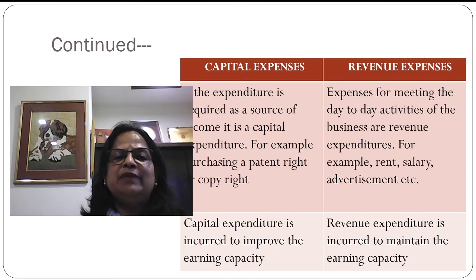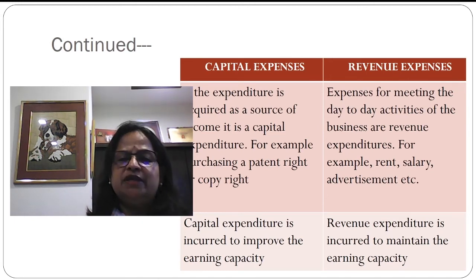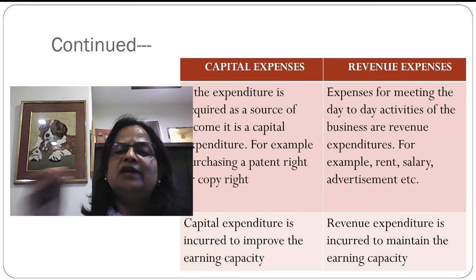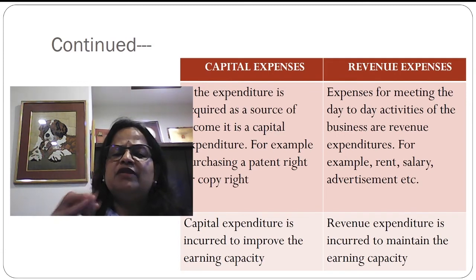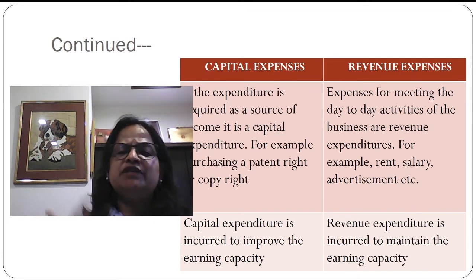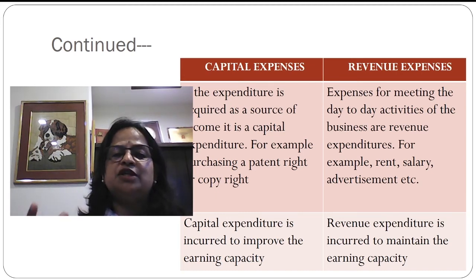Now, coming to capital expenditure, if the expenditure is incurred to acquire a source of income, it's a capital expenditure. For example, purchasing a patent right or a copyright. Now, you know that the entire world is looking for a medicine for COVID-19. Imagine somebody invented the medicine for COVID-19. Manufacturing companies will be competing with each other to purchase that right, so they can manufacture and sell it.